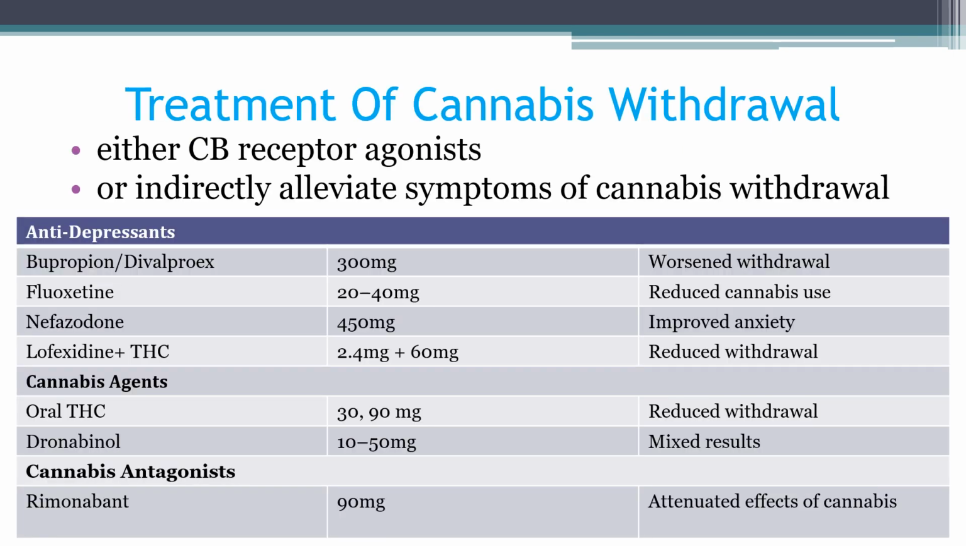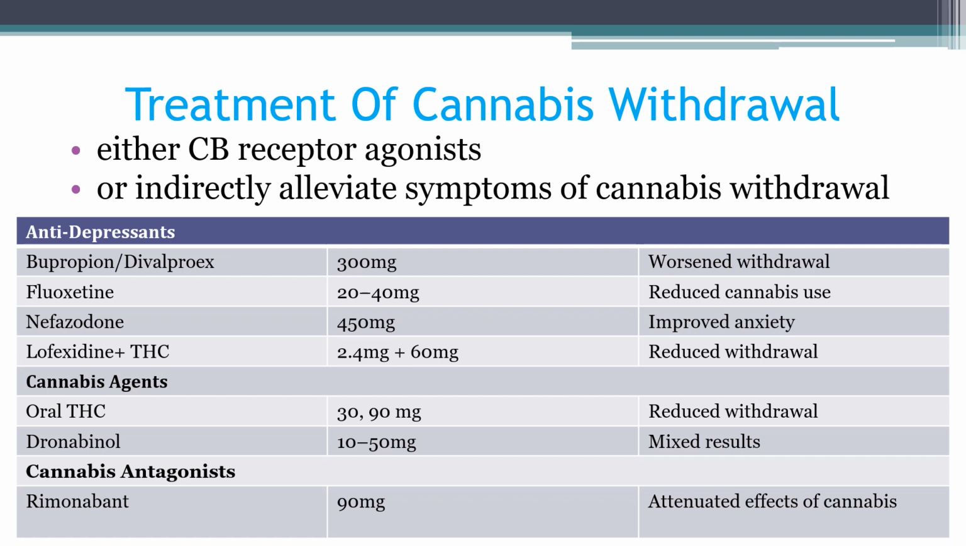For cannabis, either a CB1 receptor agonist may be used, or the drugs which indirectly alleviate the symptoms of cannabis withdrawal. So we will look at what are the available drugs. The antidepressants bupropion and divalproex worsen the withdrawal of cannabis, so should be avoided. Cloxetine reduces the cannabis use and can be used in relapse prevention.